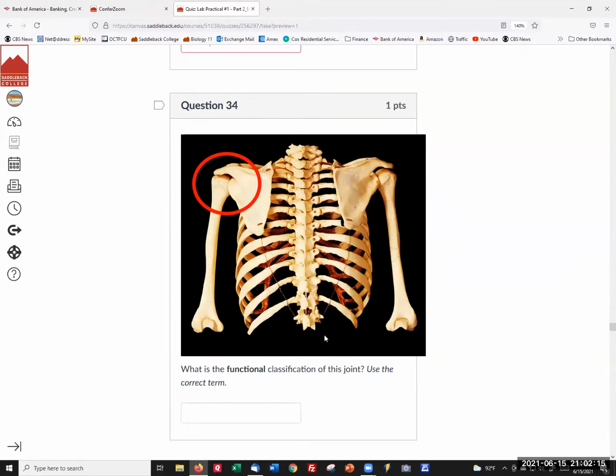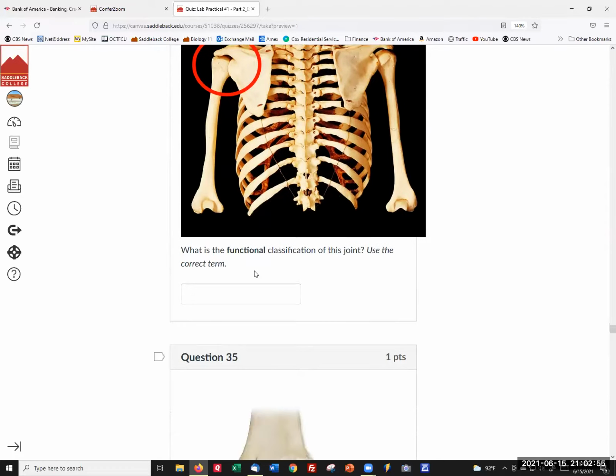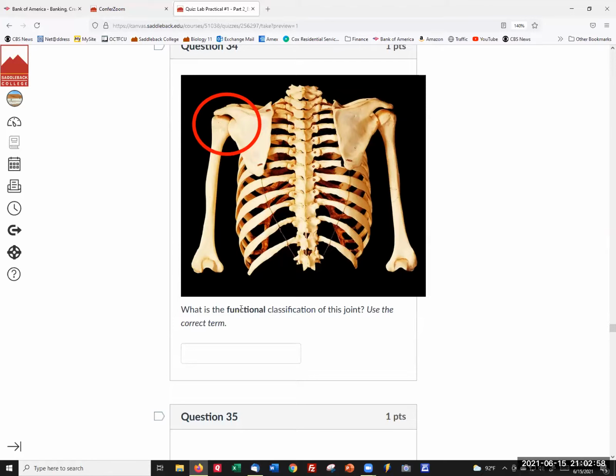Okay, cuboid. Let's go up to this one. What's the functional classification of this joint? Use the correct term. The joint is the shoulder. Okay, that's a common name for it. What is the functional? That's the key word. This one takes a little thought. This would be a perfect question for a lecture test. Diarthrosis. Would that be synovial? No. Diarthrotic. Somebody else already said that one, and that's correct. It's diarthrotic because you're looking at functional classification: synarthrotic, amphiarthrotic, diarthrotic, fully movable. So that's a diarthrotic.